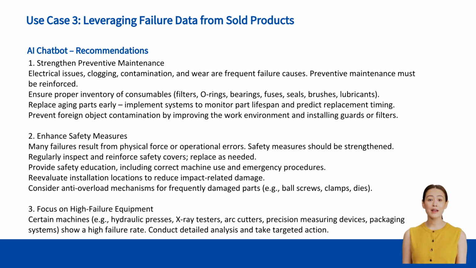Some machines, like hydraulic presses and packaging systems, consistently show higher failure rates. For these, the AI recommends doing a more detailed analysis to identify root causes and define targeted actions. These recommendations are all aimed at reducing the likelihood of failure and shortening the response time when issues arise.